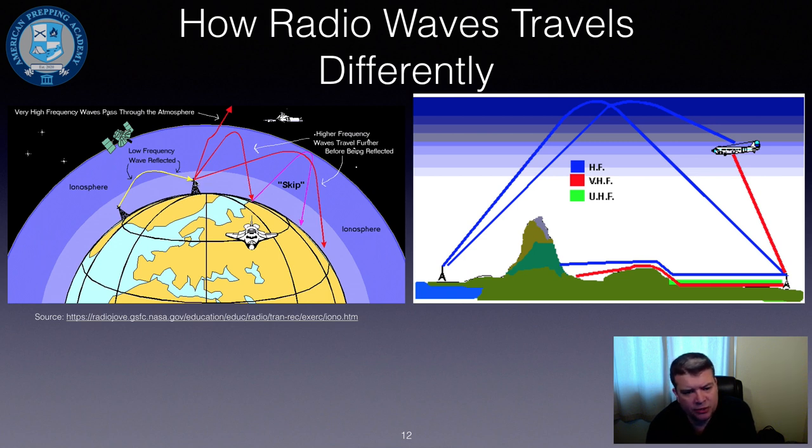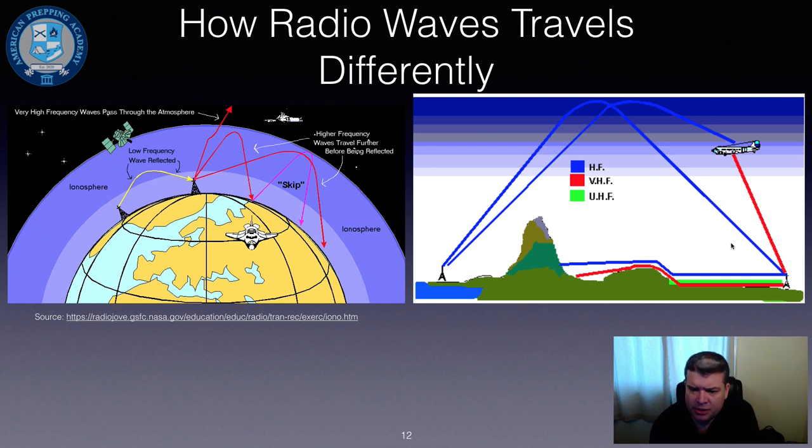With VHF signals or higher frequency signals, what happens a lot of times is one of two things. Either if the power is high enough, then it's probably going to just go right through the ionosphere, and so you don't ever get a skip. In certain conditions, if the conditions are right, then you can get a skip off of the higher atmosphere, but that's not as common, especially for smaller radios and things that you're going to use in prepper communications. That's really going to be in more commercial applications.